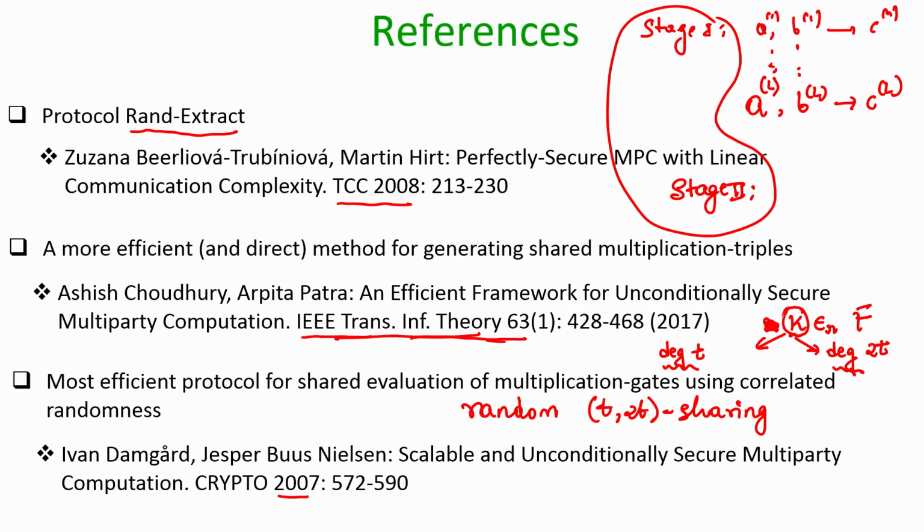Now, assuming that this kind of values have been generated in the pre-processing phase, this paper gives you the most efficient method for shared evaluation of multiplication gates. So, again due to interest of time I am not going into the details, but you can see this paper. Thank you.